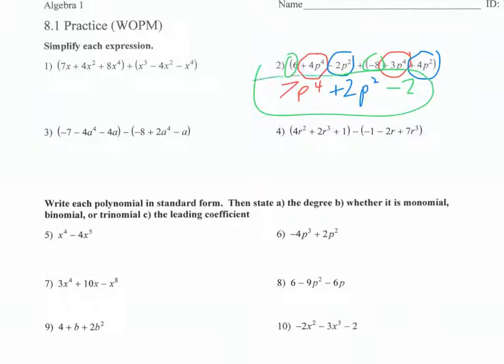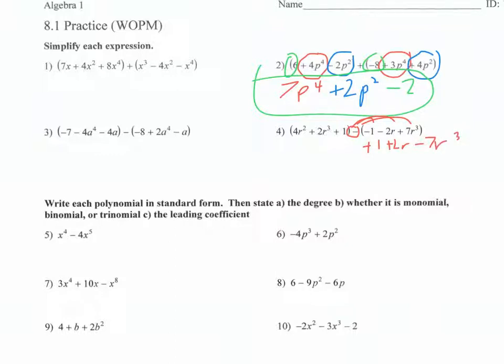So that's it. All right, same idea here on number 4, except that we actually see this negative here. Anytime you have a negative, you need to send that in. And so when you send it in, it changes everything. So that's going to change to +1, +2r, and then -7r cubed.